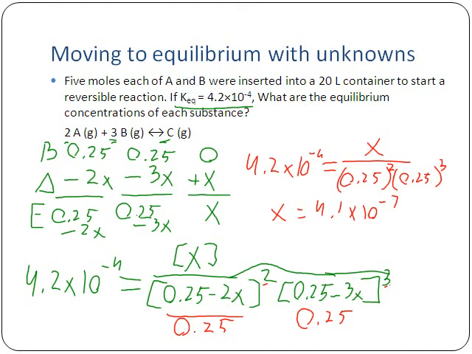I mean, it's going to be some incredibly small number. It's very, very close to 0.25. This is a reasonable approximation to make. And if this is the case, the question is, what are the equilibrium concentrations of each substance?